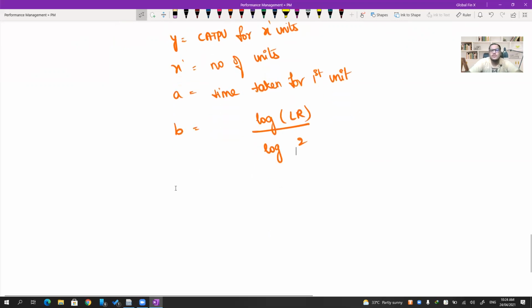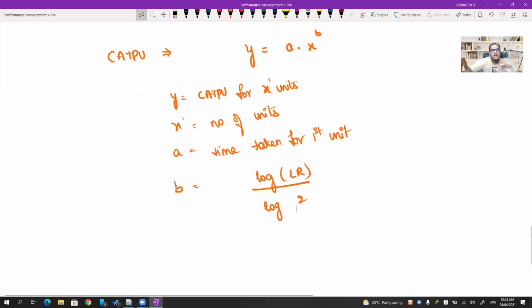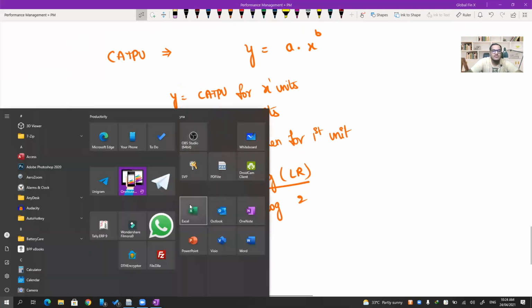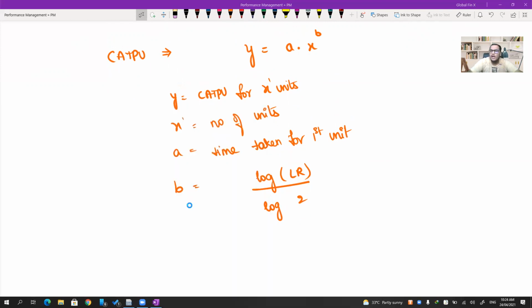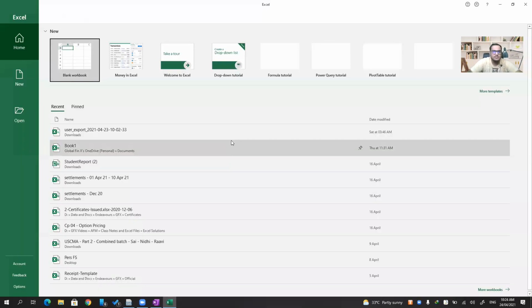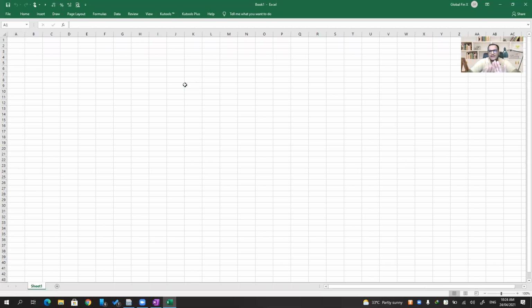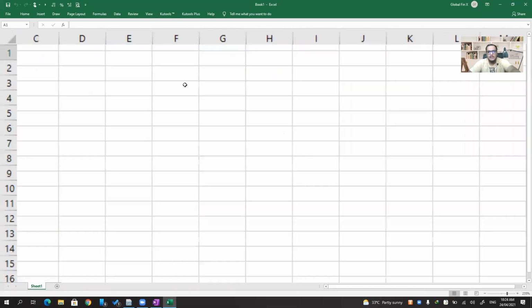Sir, logarithms we don't remember. You don't need to remember. Excel will do the calculation for you. You are doing a computer based examination, so don't worry. Previously, when it was paper based exam, they used to give you the logarithmic values, log LR value and log 2 value. They used to give you in the question. Now you need to calculate using Excel. As simple as that. So you don't need to worry at all. Okay, so let me show you how to do that in Excel, sir. Very easy, nothing to worry.